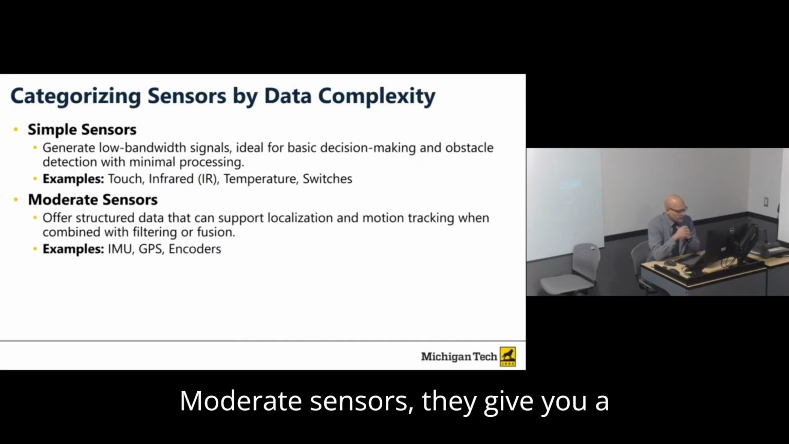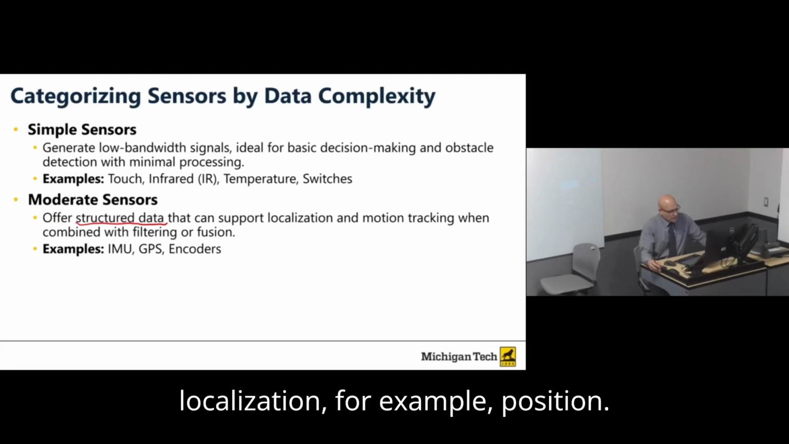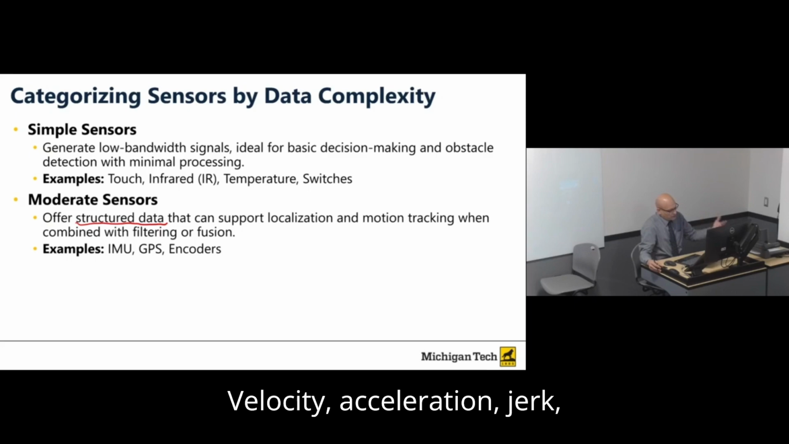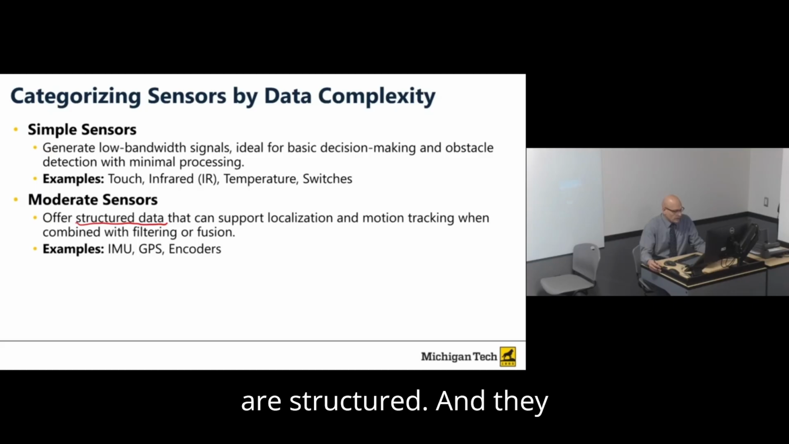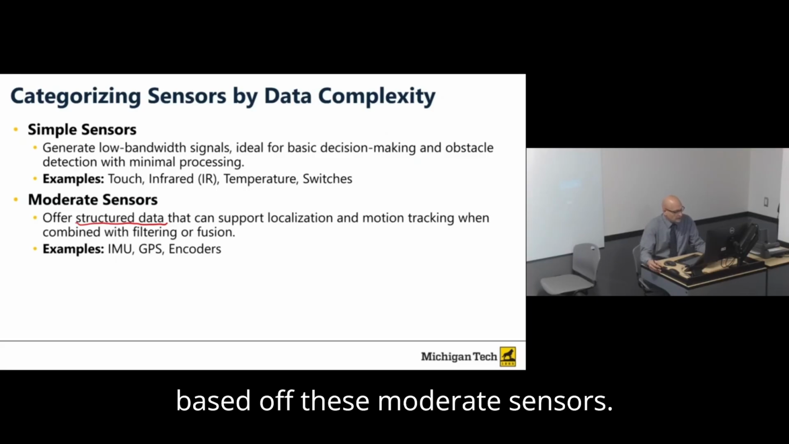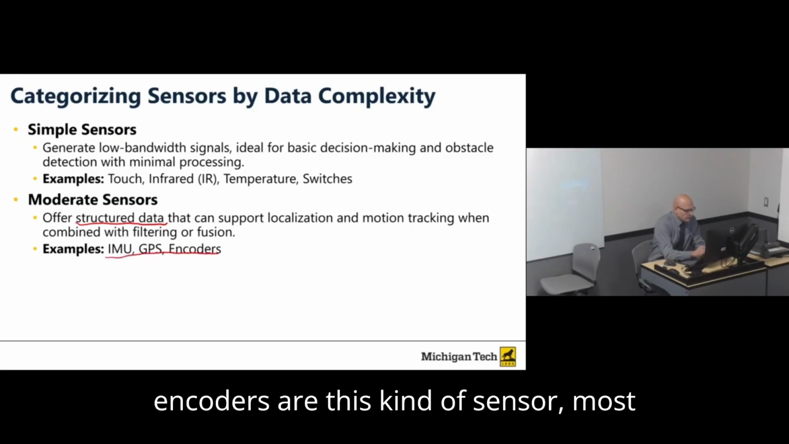Moderate sensors give you structured data. Structured data is like a vector of information for localization, for example position, velocity, acceleration, jerk. This information about the motion is structured, and it is very important for robots to act based off these moderate sensors. For example, IMU, GPS, and encoders are this kind of sensor.